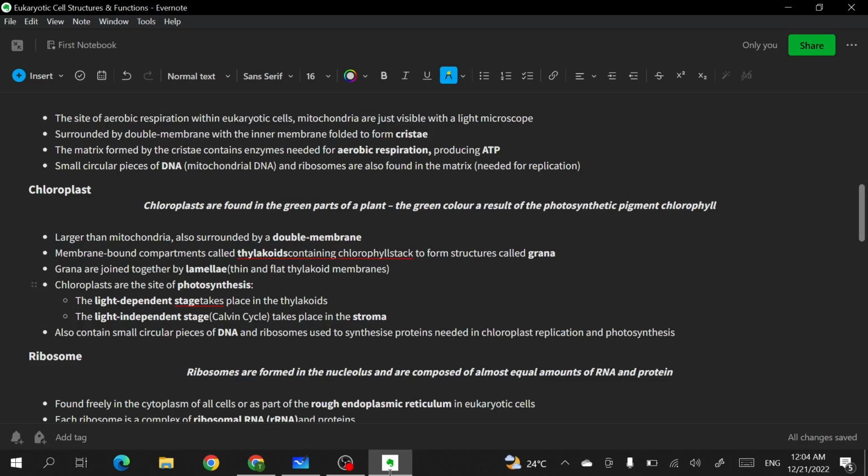That is good to know. Small circular pieces of DNA, mitochondrial DNA, and ribosomes are also found in the matrix, needed for replication.